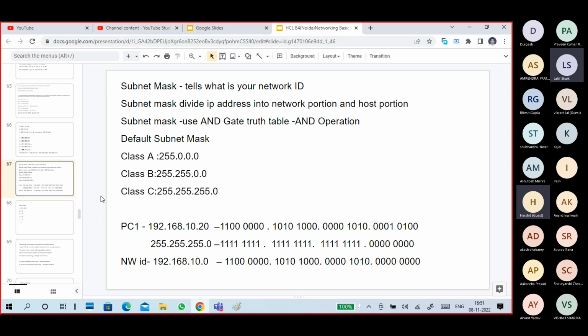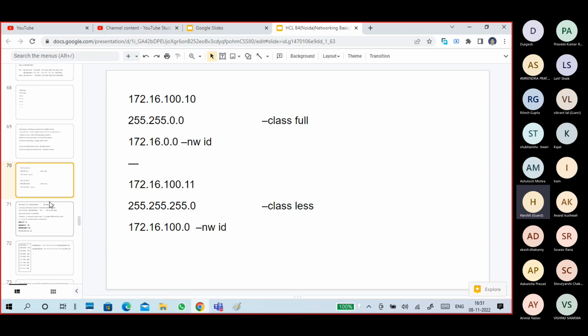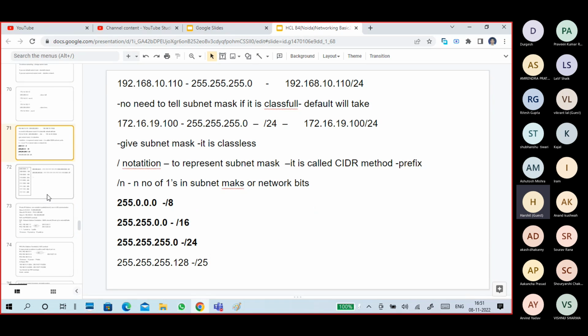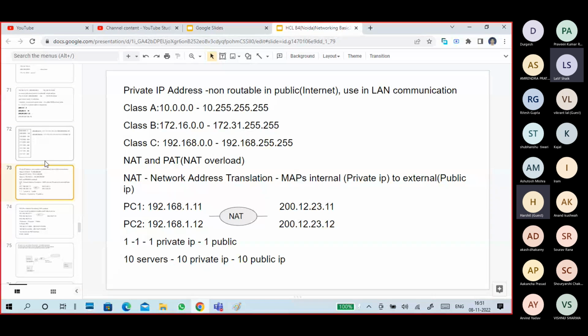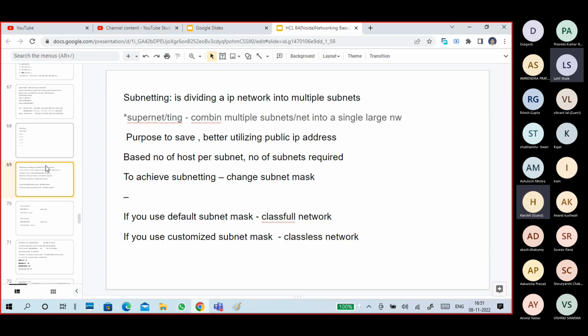Got it or not? Yes, sir. Two points I will tell, then we'll go to this private IP part because NAT is also there. That I will tell after the break.